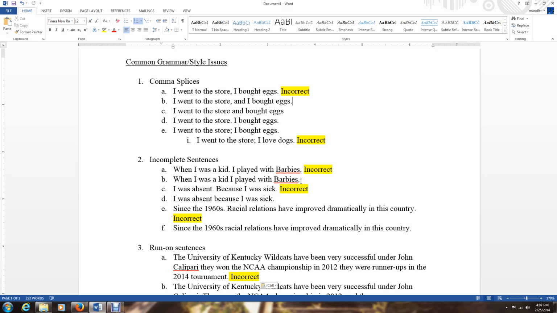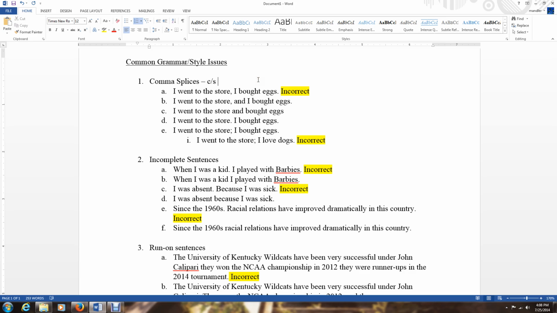So I'm going to go over these, show you some examples of the incorrect mistake, and then how it's corrected, and explain a little bit about what the mistake is. So the first one, and by far the most common mistake that I see, is a comma splice. And on your essays, that'll be marked with CS for comma splice.